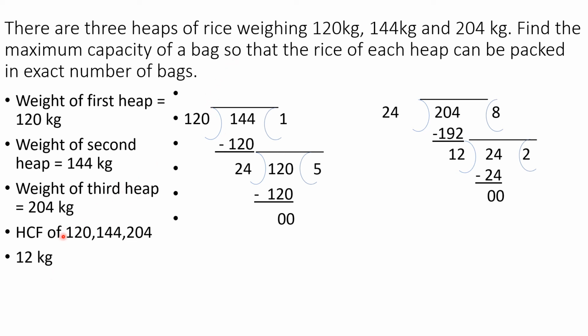So all these numbers, 120, 144 and 204, will be divisible by 12. 12 is the highest common factor of all these numbers. So it means the maximum capacity of the bag is 12 kilogram, so the rice of each heap can be packed in an exact number of bags.